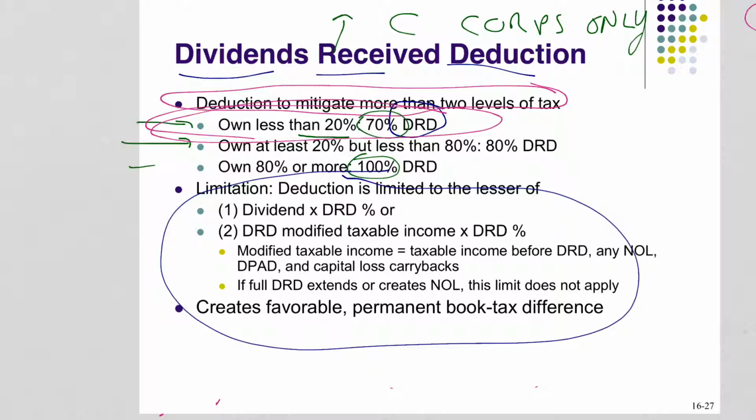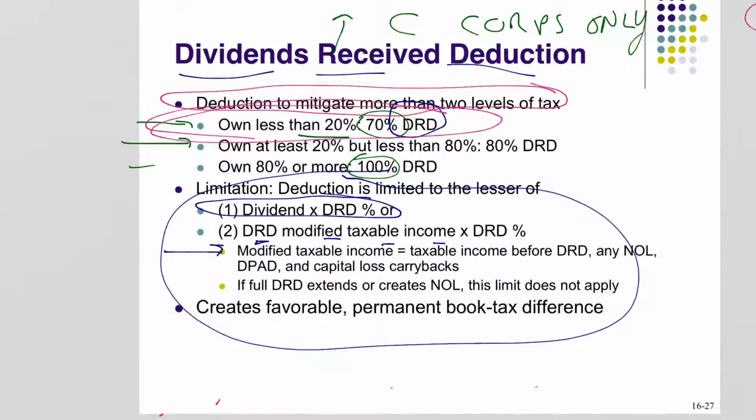It's limited to the lesser of the actual percentage, that's what this part is, the actual calculated amount, or dividends received modified taxable income, whatever that is, and here's what it is. It's the taxable income before the dividends received deduction, before any NOL, before the DPAD, that's the domestic production activity deduction, and the capital loss carryback. If the full DRD extends or creates an NOL, this limit does not apply.